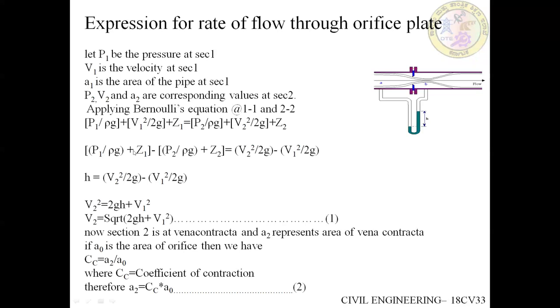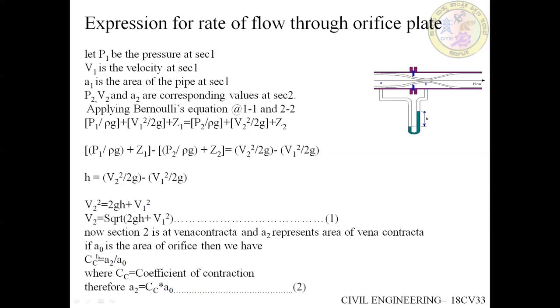From this equation, since it is a horizontal pipe, the z values, that is z1 and z2, get cancelled. So the above equation reduces like this. Here, the h value is p1 by rho g minus p2 by rho g. We have taken it as h, which is equal to v2 square by 2g minus v1 square by 2g. So from this equation, let us get the value of v2, which is the square root of 2gh plus v1 square.